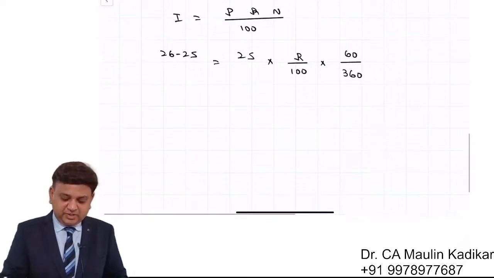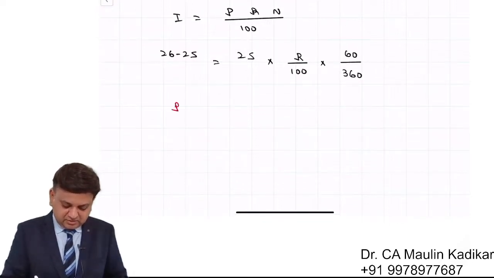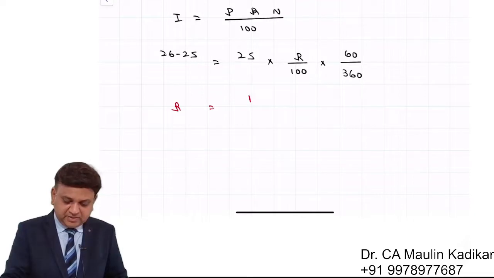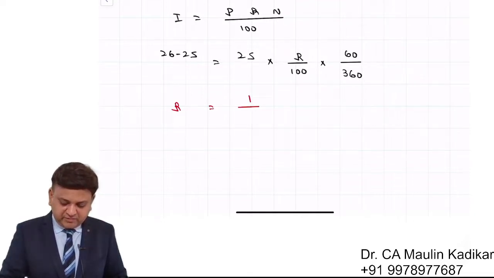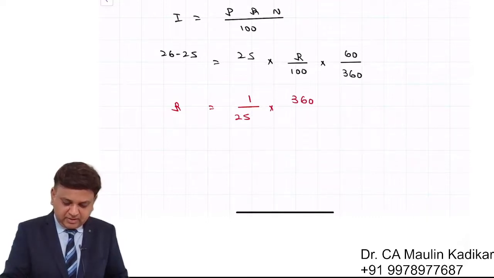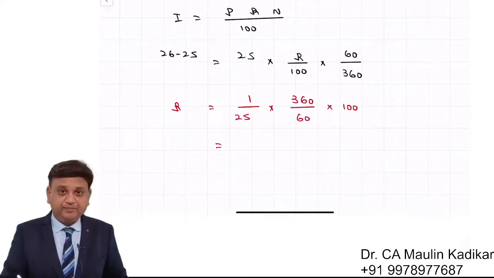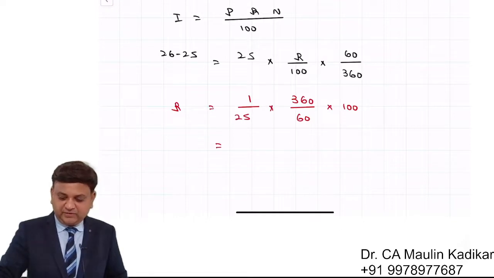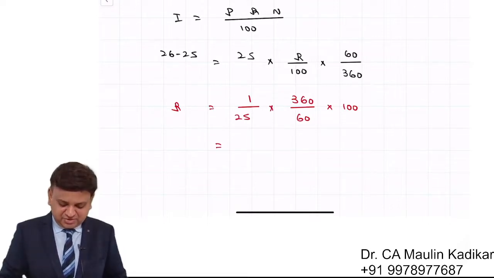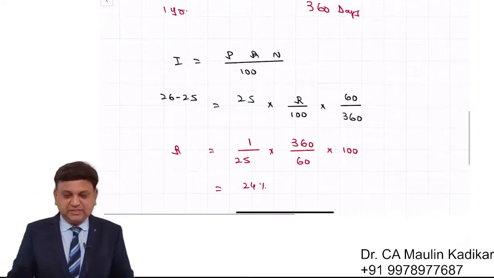So we can compute the rate of interest like this. 1 rupee is interest upon 25 into 360 upon 60 into 100 for getting answer in percentage term. So what will happen? 1 upon 25 into 360 into 100 upon 60. The answer is 24%. So that is the way rate of interest can be calculated.